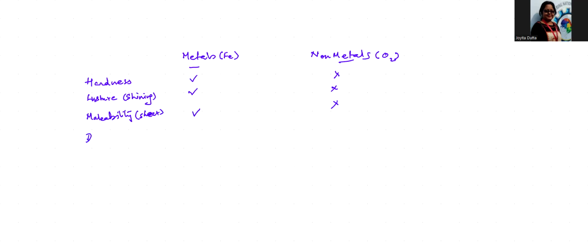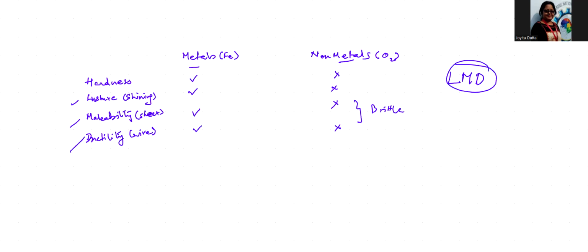Ductility. This means extending into wires, stretching into wires. Metals are ductile, non-metals are not. Rather, non-metals are very brittle. Brittle means as soon as I beat it, it will break down. So if you can just remember, metals are lustrous, malleable, and ductile. Those are metals, and these are non-metals.